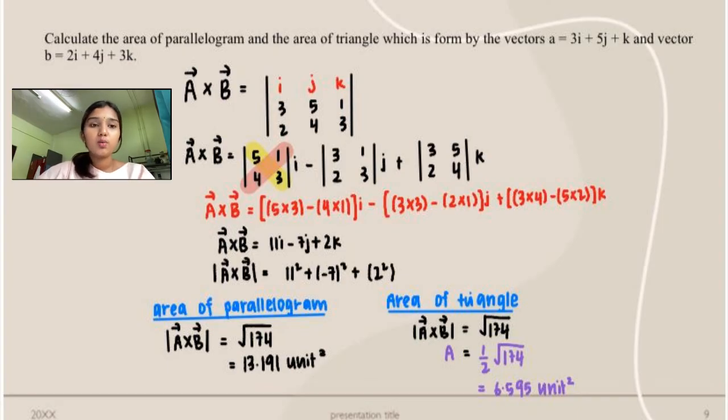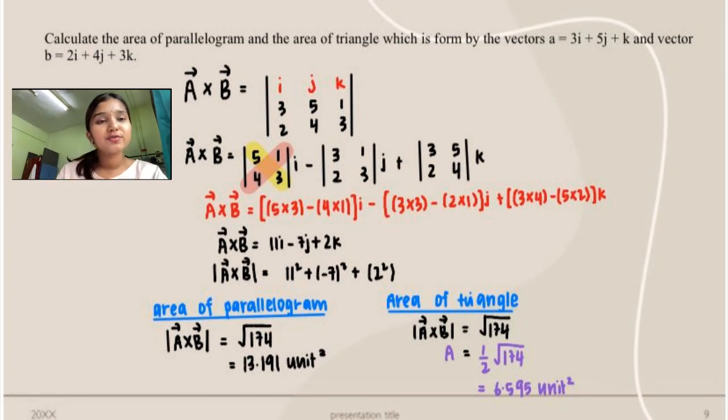So now that we know, we can find the area of a parallelogram and the area of a triangle by using the cross product method. Now we'll be seeing a question relating to that. The question says, calculate the area of the parallelogram and the area of the triangle formed by the vectors A equals 3i plus 5j plus k and vector B equals 2i plus 4j plus 3k. Next, we put all the values into the formula by separating it into value I, value J and value K. Then we use the AD minus CB formula to get 11I minus 7J plus 2K.